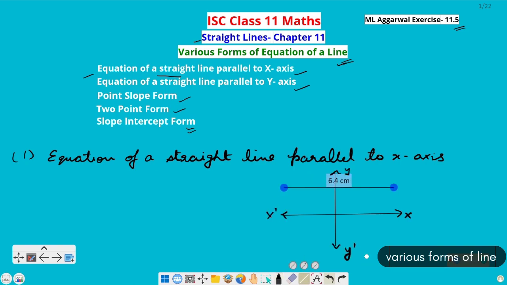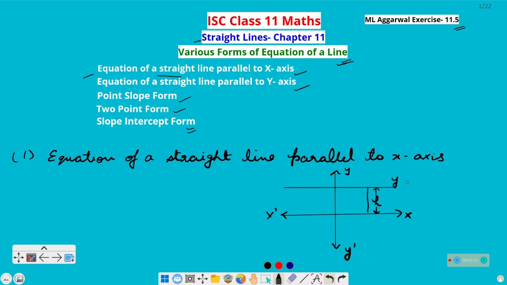Any line which is parallel to x axis, its equation will be in the form, suppose this distance is h, its equation will be y is equal to h, because at every point on this straight line y coordinate will be h. x coordinate वैरी करेगा. This is 0, h. Point to point x coordinate will change, but y coordinate will remain same. So the equation of this line will be given by y is equal to h, where h is the distance of the line from x axis.